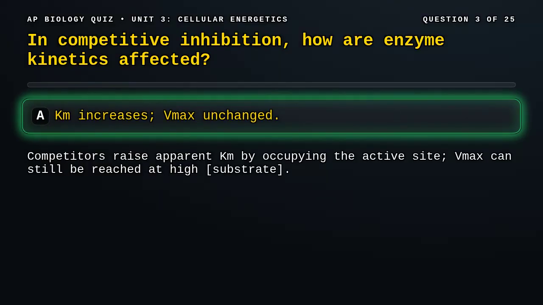Correct answer A. A competitive inhibitor competes at the active site, raising apparent Km. Sufficient substrate restores Vmax.